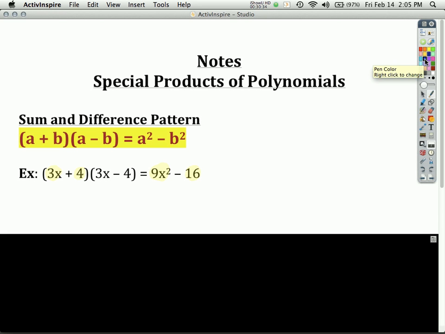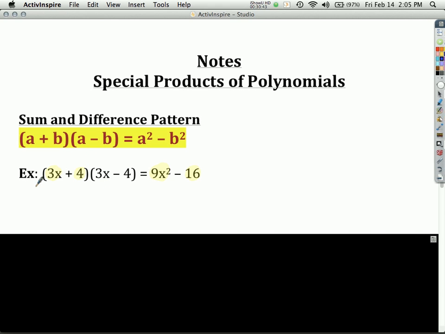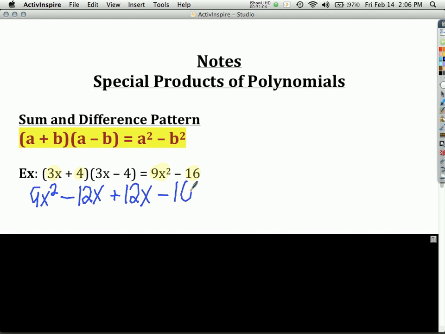So we're going to FOIL this out. You should already know exactly what's going to happen. You take the first terms. 3x times 3x, we get 9x squared. Do the outer. The outer is 3x times negative 4, we get negative 12x. Do the inner. 4 times 3x, we get positive 12x. And then do the last terms. 4 times negative 4, we get negative 16.